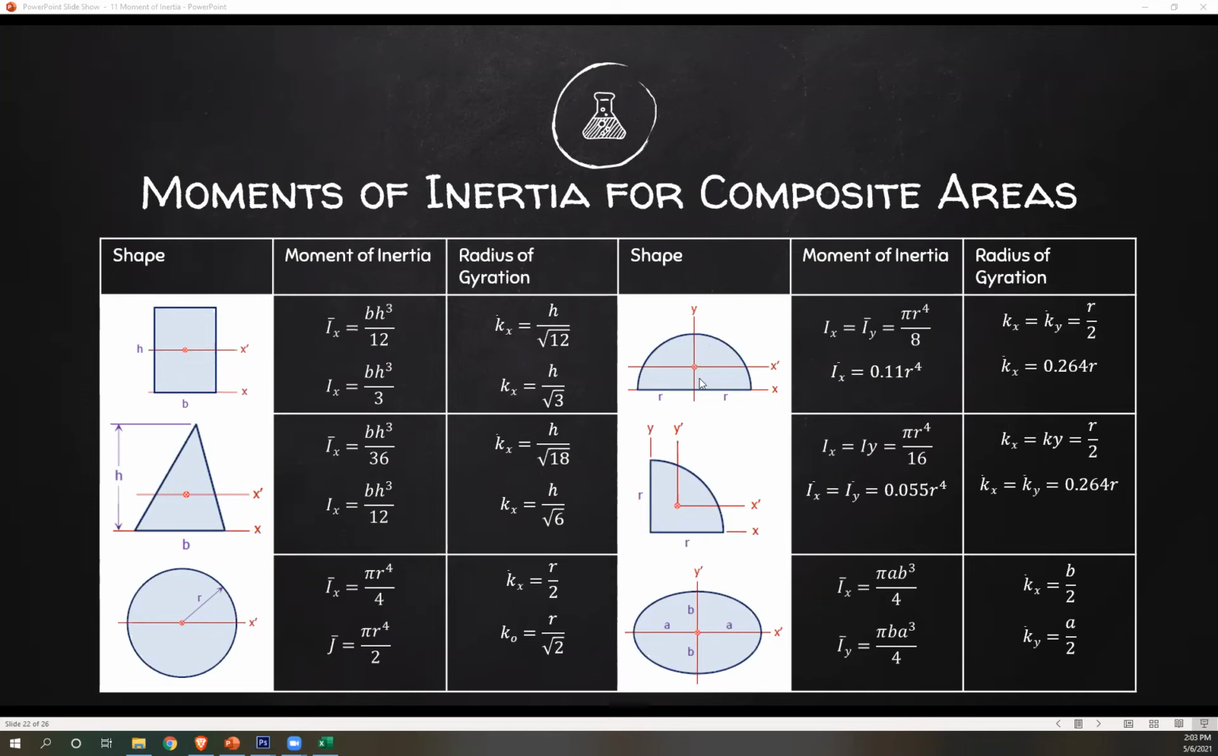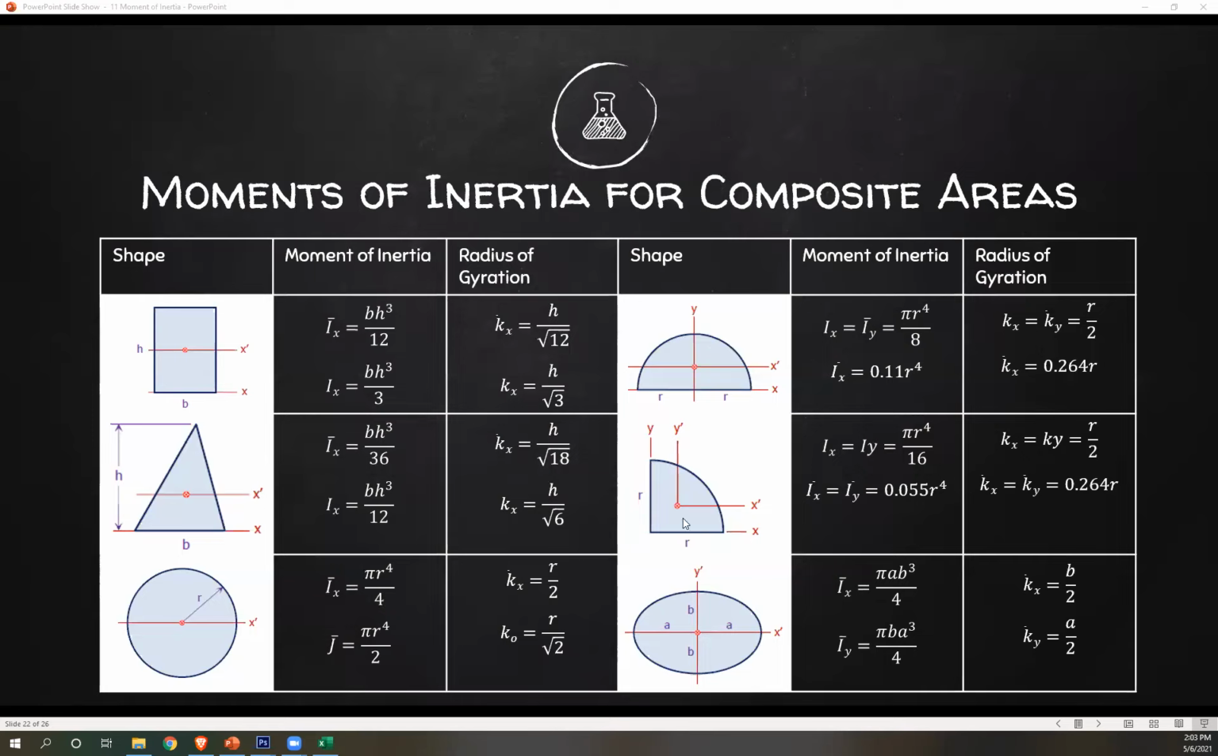Next, we have a semicircle. Here, Ix, moment of inertia about your base x, is equal to the moment of inertia about the centroidal y-axis. This is your y prime. And it's pi r raised to 4 over 8. And then the moment of inertia about the centroidal x-axis here is 0.11 r raised to 4. Radius of gyration about your base x-axis and about the centroidal y-axis is r over 2. And here for the centroidal x-axis it is 0.264 r.